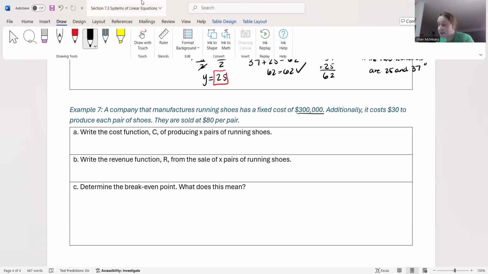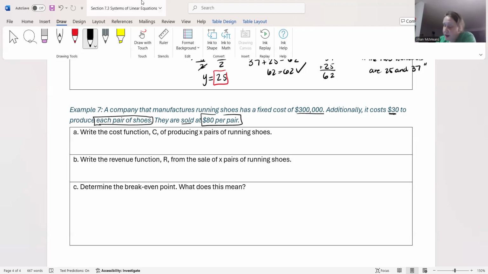Okay, additionally, it costs $30 to produce each pair of shoes. Okay, they are then sold at $80 per pair. So we got a lot going on here. All right. So part A says write the cost function C of producing x pairs of shoes. This one flat out tells you the variables. Okay. So we want to know what the cost is when we produce an unknown number of shoes. We're just going to call it x.